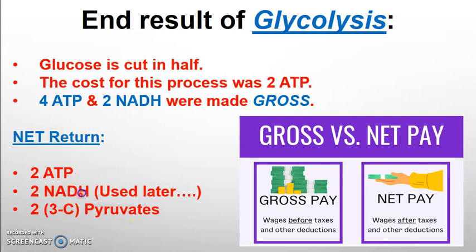Glucose turned into 2 3-carbon pyruvates. You take away 2 NADHs. You did make a gross of 4 ATP, but don't forget that initial cost. Subtract those 2, and your net return of ATP is 2. If you have any questions, make sure you ask me during class.